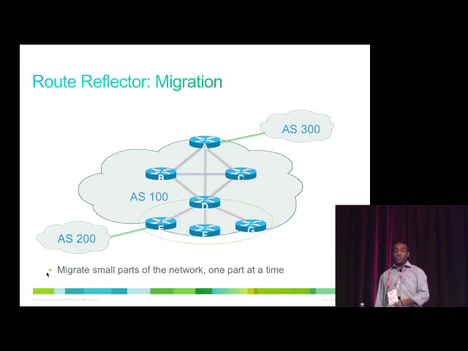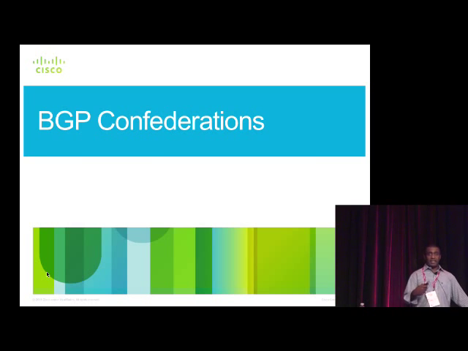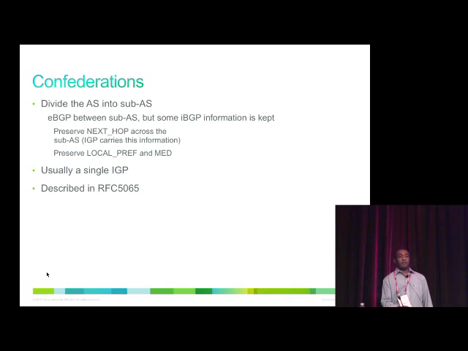Same thing with F and G, but B, A, and C still remain in a full mesh. And you can upgrade them later on to become part of the route reflector topology. But the key is it is incremental.